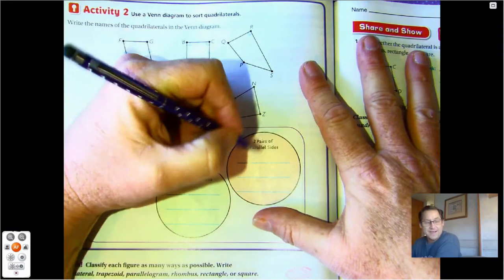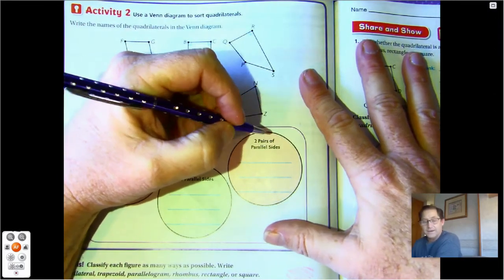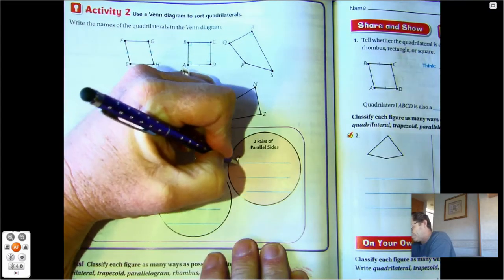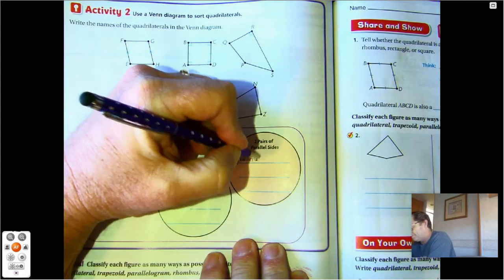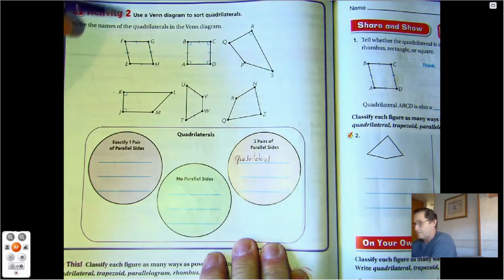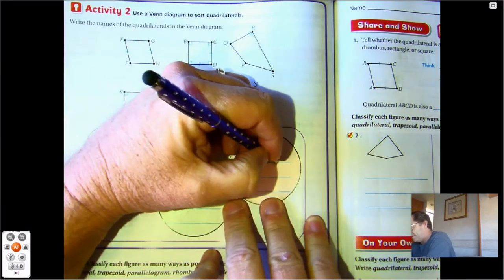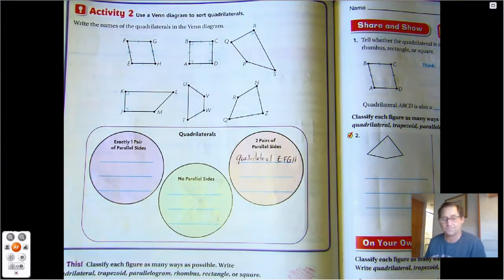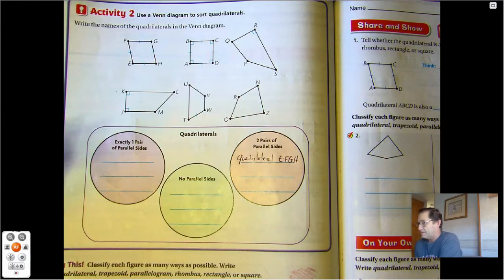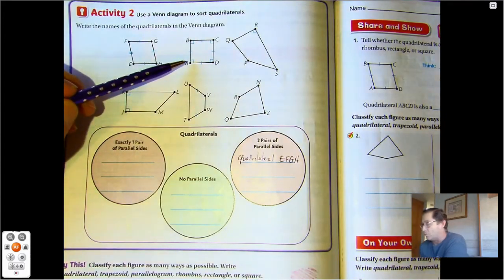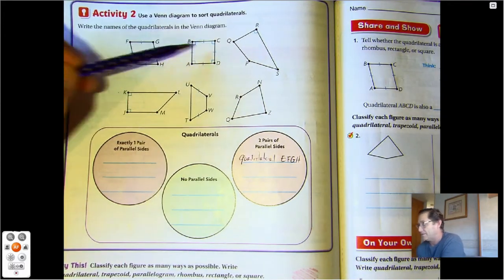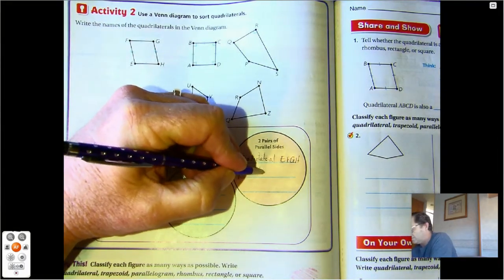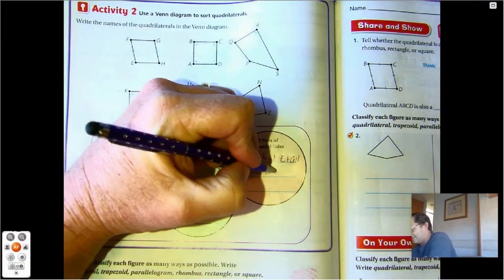And so we're going to name that as quadrilateral EFGH. This next shape, the square, it has two pairs of parallel sides. So we'll call that quadrilateral ABCD.